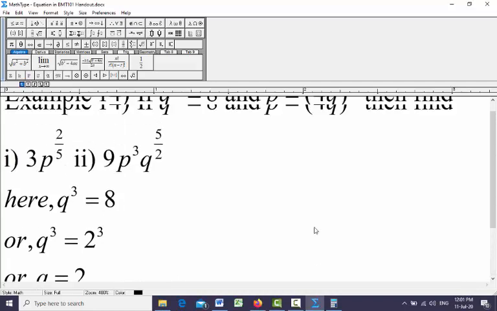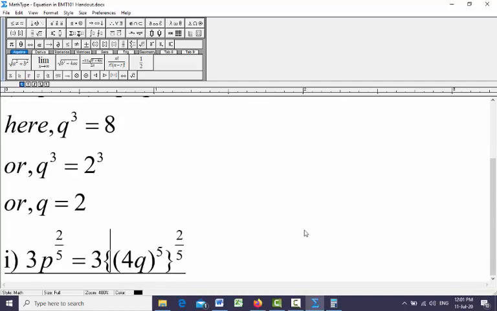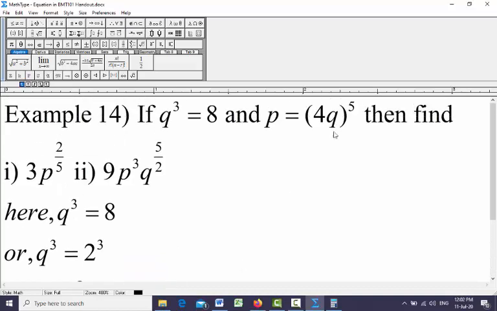We can write this one, right? So as you can see, instead of p, we have replaced the value of p, which is 4q bracket power 5. I'm saying again, we have replaced the value of p by 4q bracket power 5. We got it from here, right?